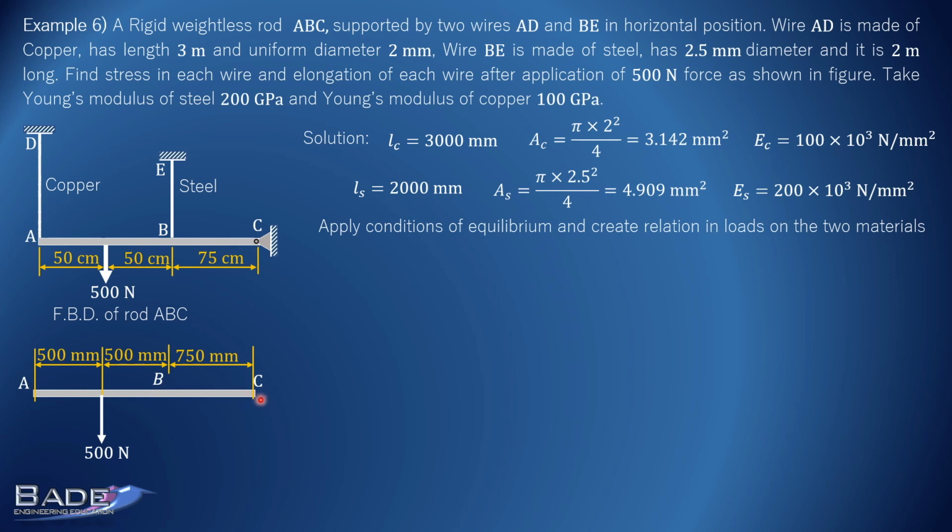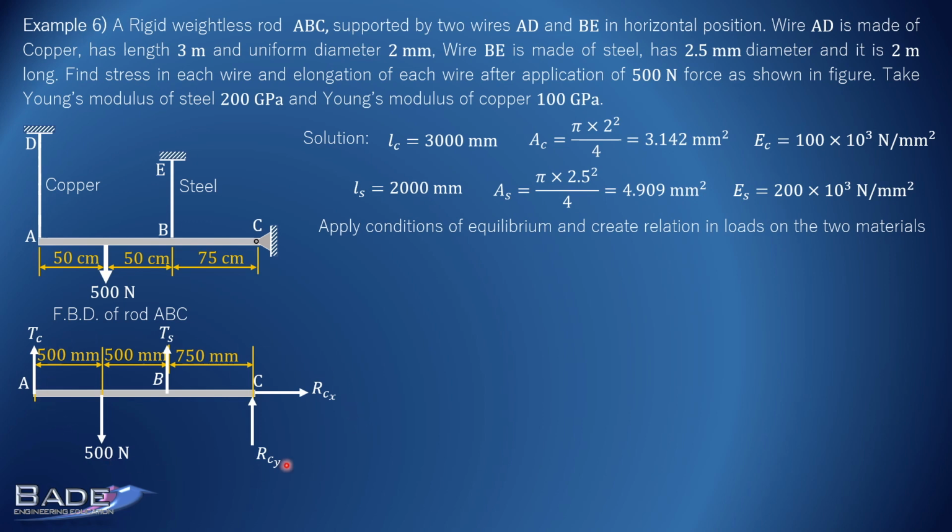So where rod ABC is supported, at point C it is hinge support, at point B it is wire support, it is steel wire, and at point A again wire support and it is copper wire. So wire support, wires always pull. So here it is pull by copper wire, here it is pull by steel wire, pull type of force. And hinge support, so rightward reaction and upward reaction, the components of hinge reaction.